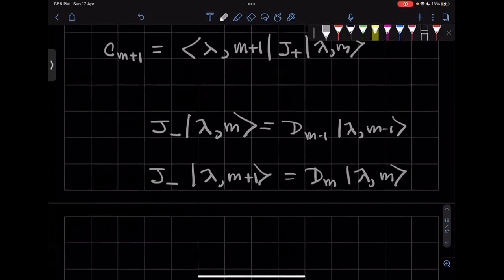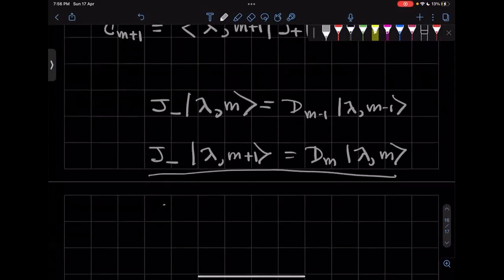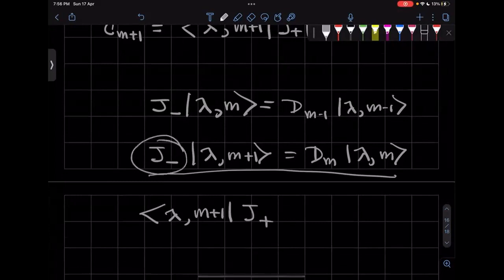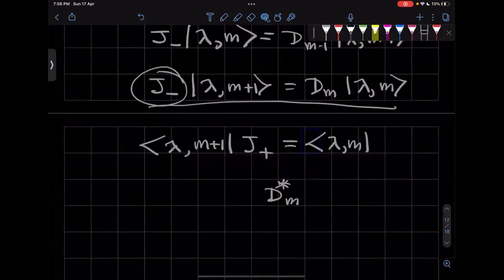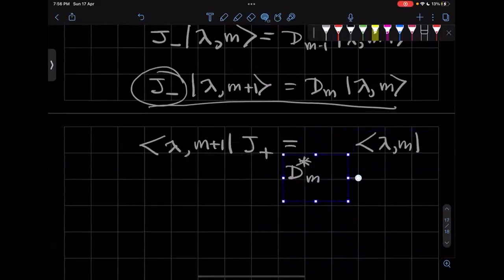Now, if I take the Hermitian conjugate of this whole equation, what do I get? I get the bra lambda m plus 1. The Hermitian conjugate of J minus is J plus. And here I will get the bra lambda of m, and then D star of m. But D star is just a number, so I can bring it forward. I can write it wherever I want to.